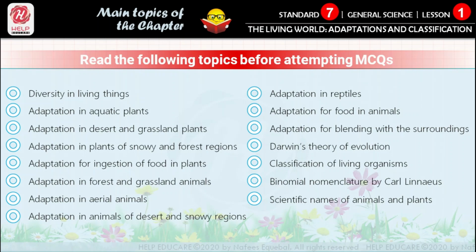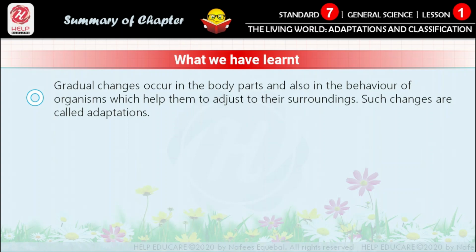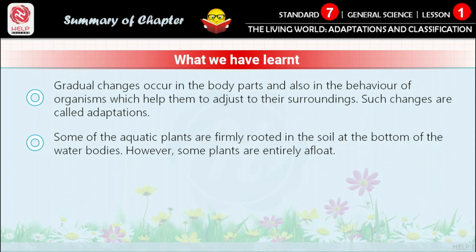Students, do you remember what we have learned in this chapter? Let's summarize it. Point number 1. Gradual changes occur in the body parts and also in the behavior of organisms, which help them to adjust to their surroundings. Such changes are called adaptations. Point number 2. Some of the aquatic plants are firmly rooted in the soil at the bottom of the water bodies. However, some plants are entirely afloat.